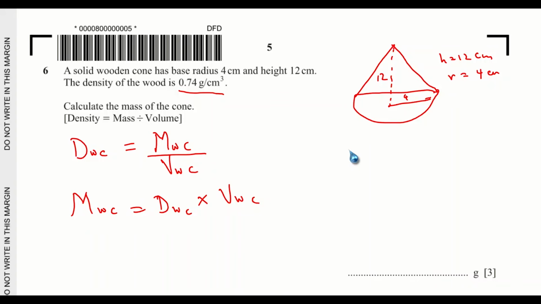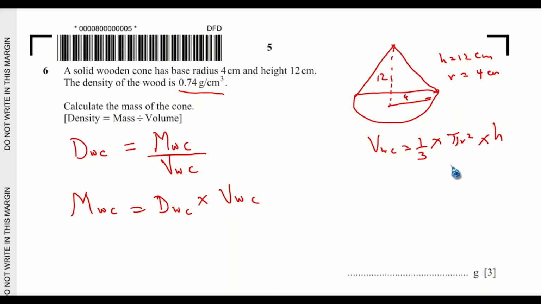So the volume of the wooden cone is 1/3 of the volume of a cylinder. Okay, so let's compute that here. The volume of the wooden cone equals 1/3 the volume of a cylinder. So the volume of a cylinder is base area times height. So the base area is the area of a circle, multiplied by the height. So this is the volume of a wooden cone.